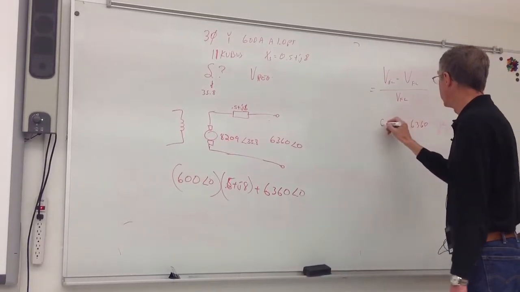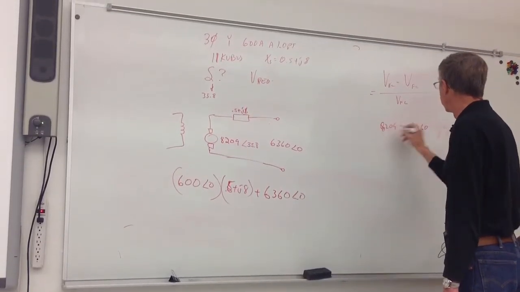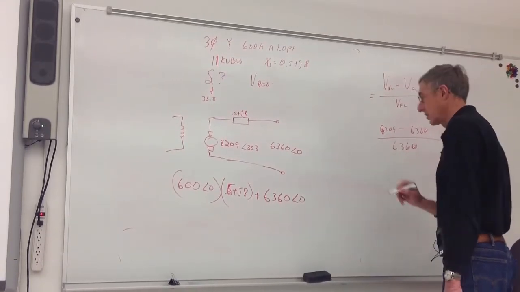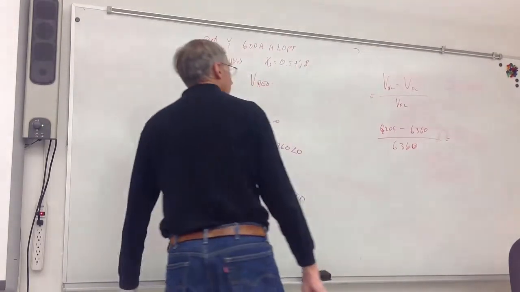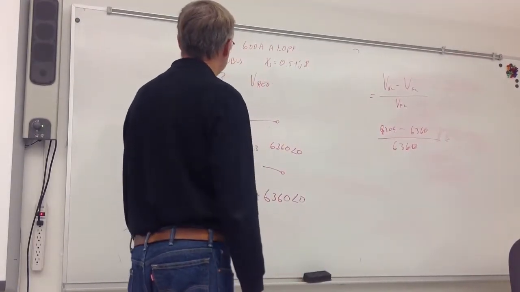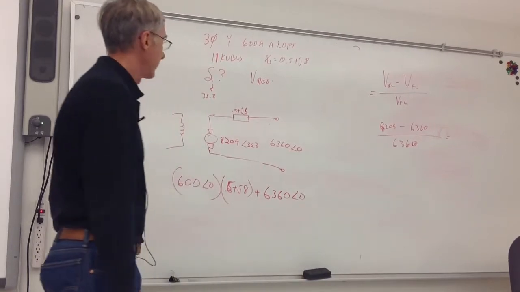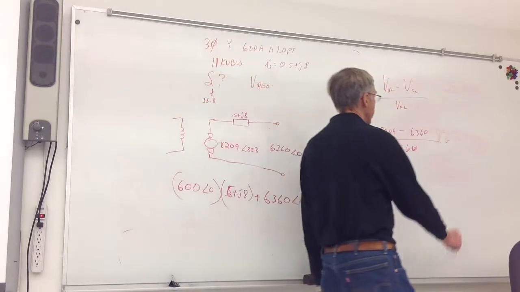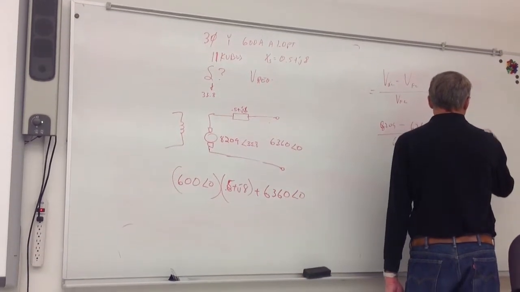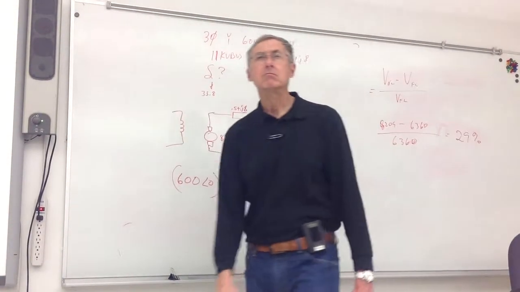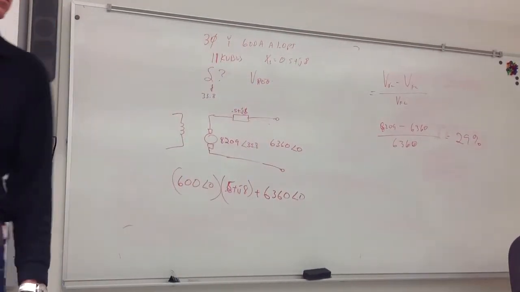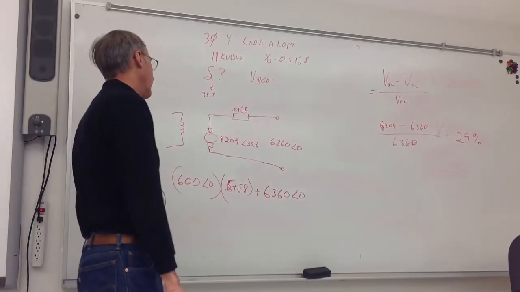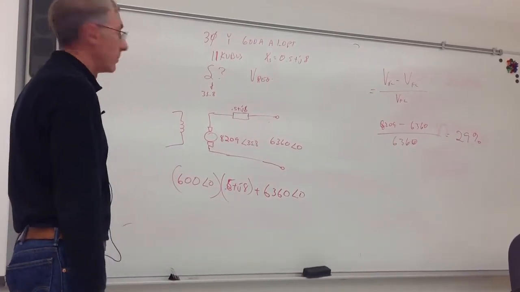So I'm going to take 8209 minus 6360 divided by 6360. That should give me my voltage regulation. About 29%. Is that what the answers they gave? Close. 25% is what you get. Yeah, they're all just a little off. We're above on both of them.